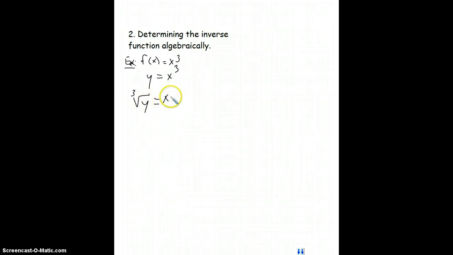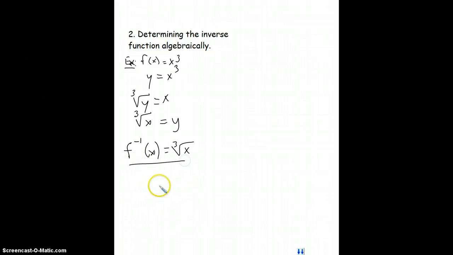Now that we've got x isolated, we're going to switch the x and the y. If you remember in class when we graphed the graphs, we switched the x and the y coordinates. So we switch the x and the y here, and we get the cube root of x is equal to y. Lastly, we take this y and change it to the inverse notation. So our final answer is f inverse of x is equal to the cube root of x. And this is how we would find our inverse.